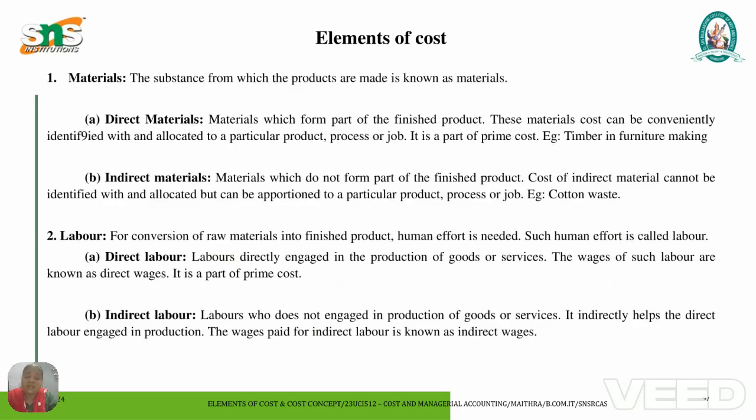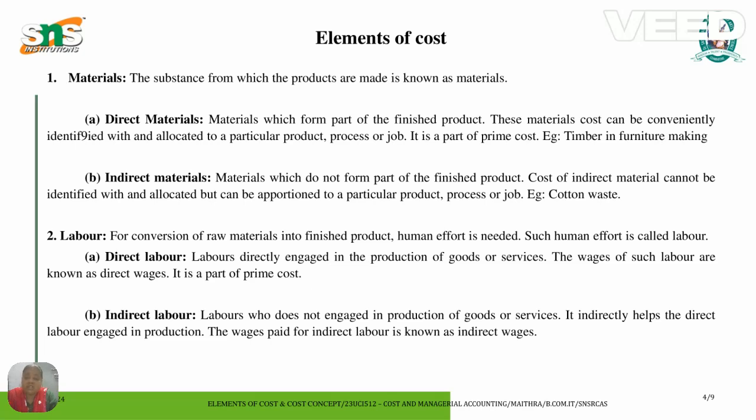So here, material cost. The substance which is used to make a product is known as material. The material is classified into two: direct material and indirect material. The direct material is a part of the finished product. The material cost can be conveniently identified with and allocated to a particular product or a job. It is a part of prime cost. Next, indirect material: material which does not form a part of the finished product. The cost of indirect material cannot be identified with and allocated to a particular product.